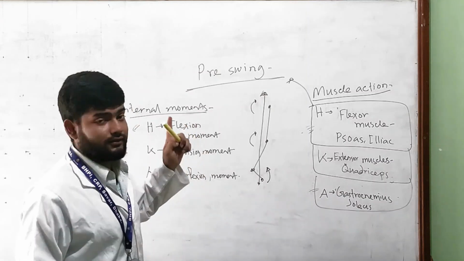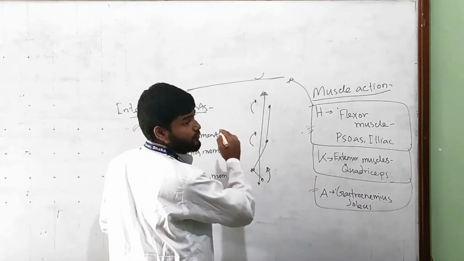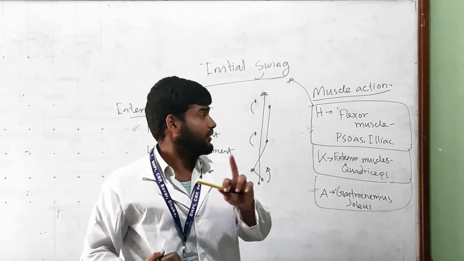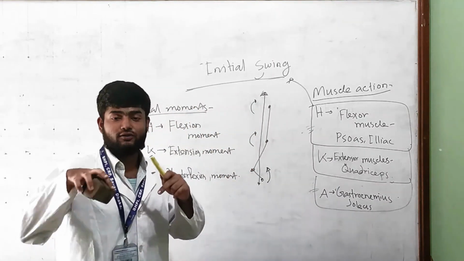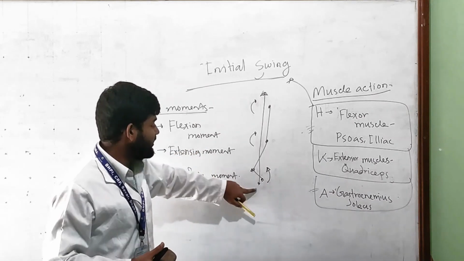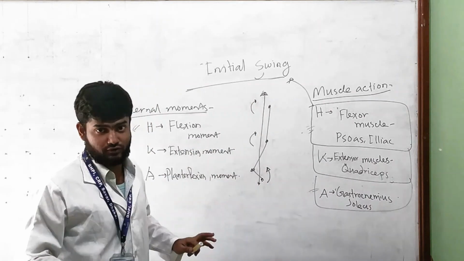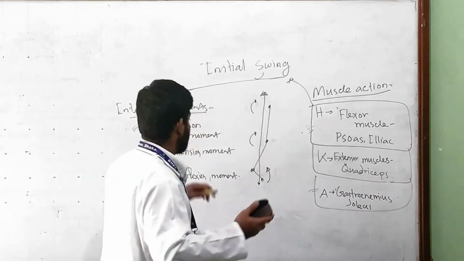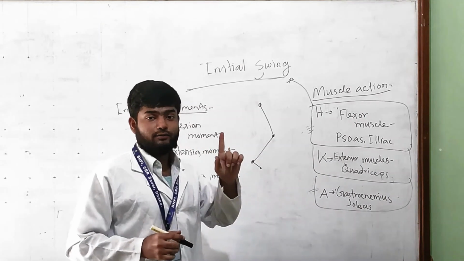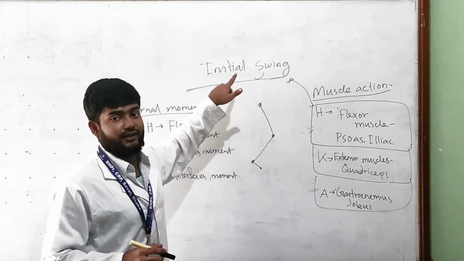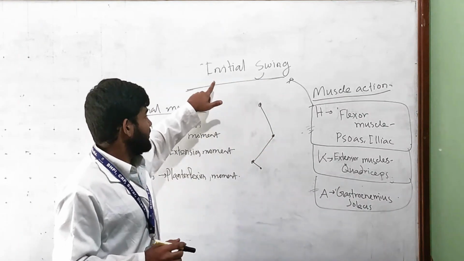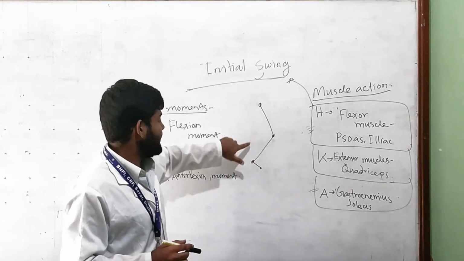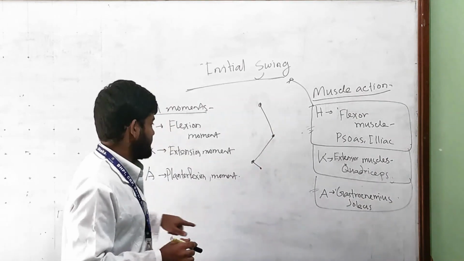Now we enter the swing phase. First, we have initial swing. Here we have to mind one thing. In the swing phase, our leg is not touching the ground, so there will not be any ground reaction force. The only movements will be created by our internal movements. The easy way here is to follow the next phase. So what the next phase is looking like, based on that we will do the muscle actions.